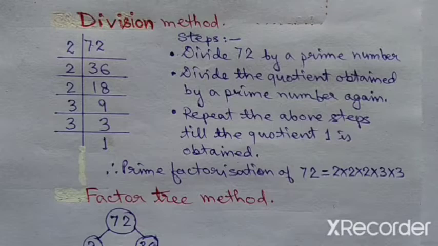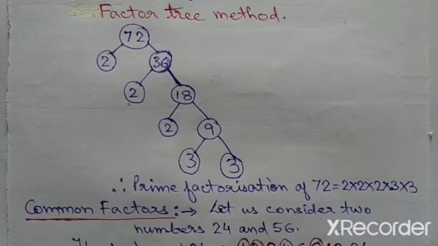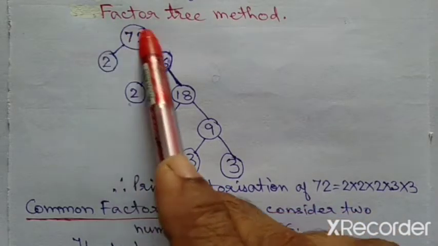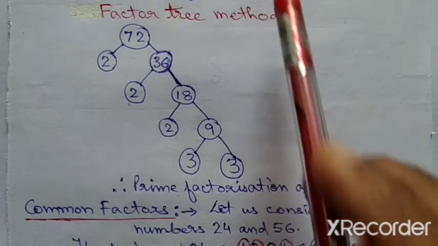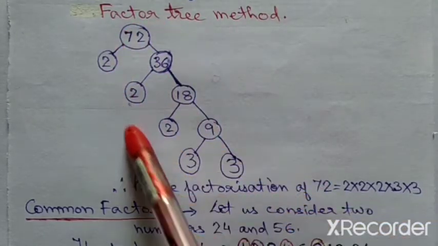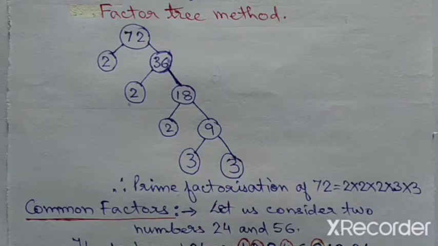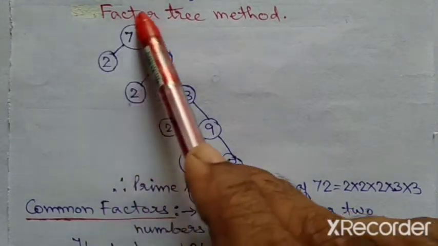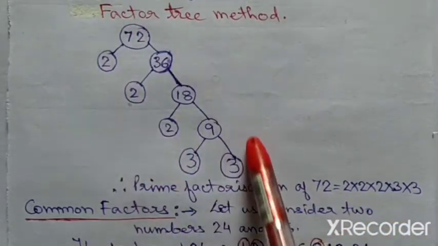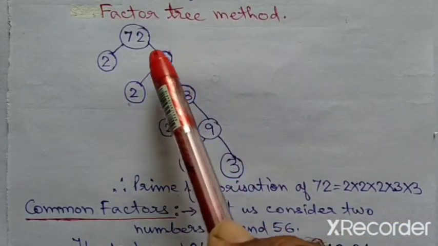Okay children. Now children, the second method is factor tree method. This is, children, same as the division method. Steps are the same as in the case of division method, children. Only the difference is here the diagram is different. That is why it is called factor tree. Why? Because it is looking like a tree.